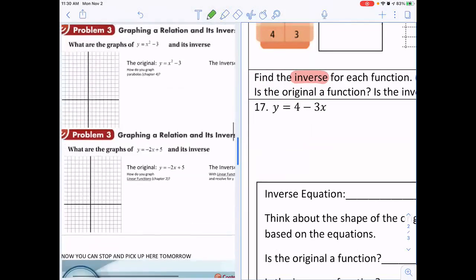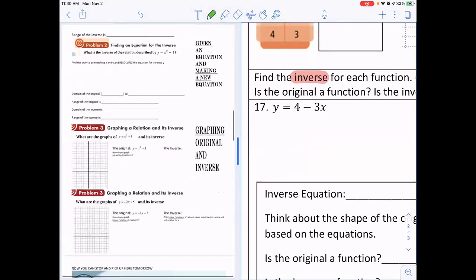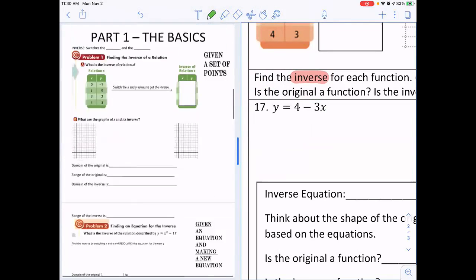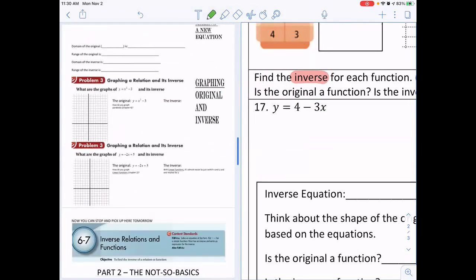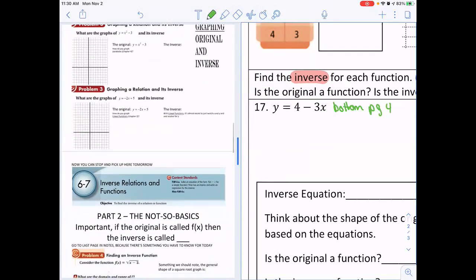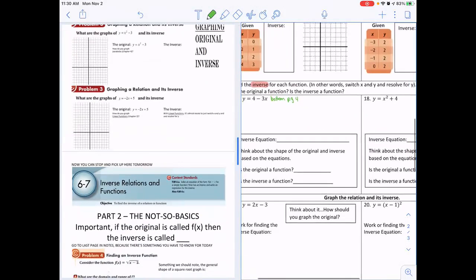So that's the bottom of what page is this? I feel silly. Is that the bottom of page 3? No, that's the bottom of page 4. So for this one, follow the bottom of page 4 from the notes, because there's a linear example for you to follow down there. And now let's look at 18.